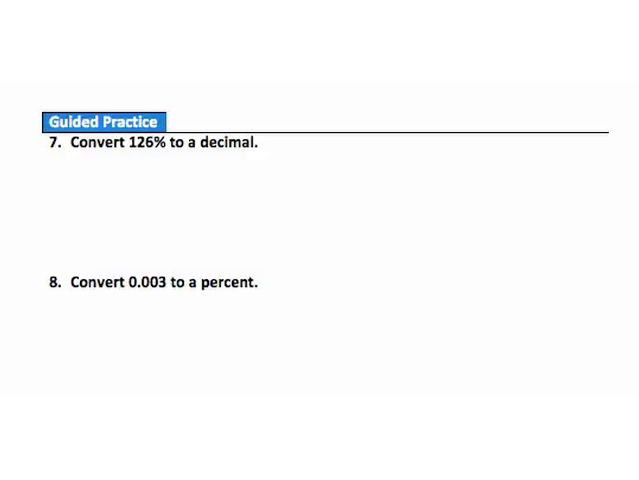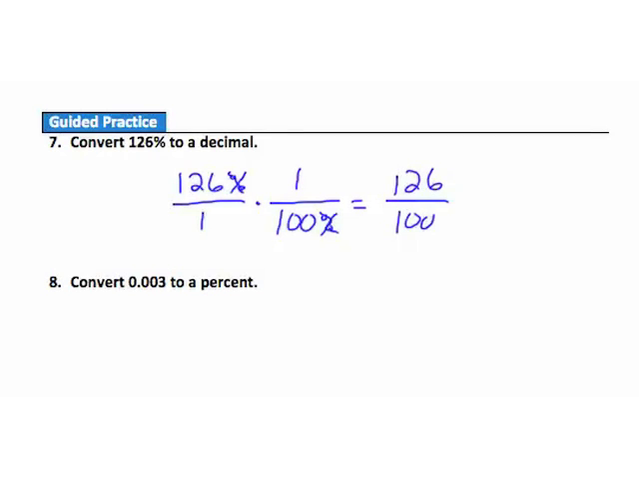Question 7. Convert 126% to a decimal. Start by writing it as a fraction, 126% over 1. Now, here we want to divide that percent symbol out, so we end up with a decimal answer. So we are going to multiply by the fraction 1 over 100%. You can see the percent symbols are going to divide out for us, just like a common factor, and we're left with 126 over 100.